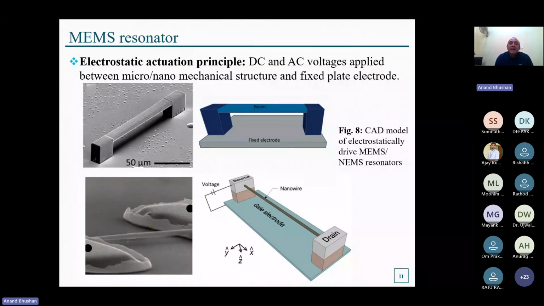In figure 8, we can see a CAD model provided here for a rectangular cross section microbeam resonator, and in the bottom side we can see a nanowire nanoelectromechanical resonator with a circular cross section. On the right hand side, this is a circular cross section nanowire nanoelectromechanical resonator.